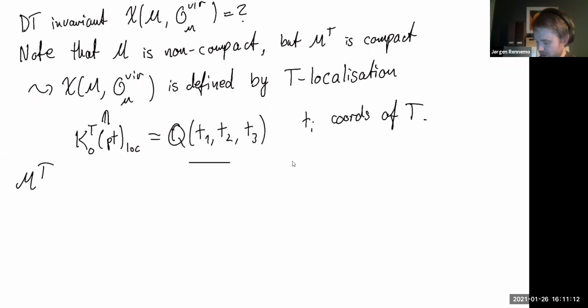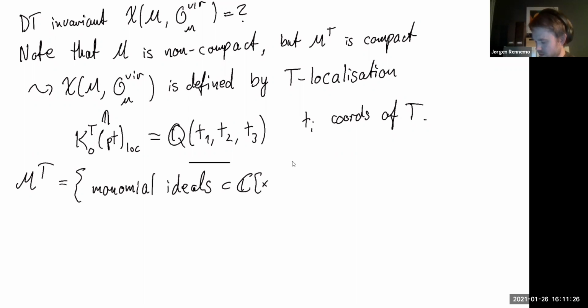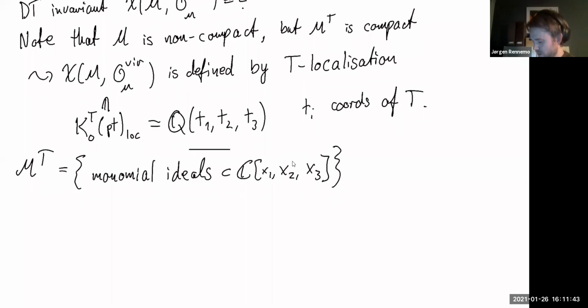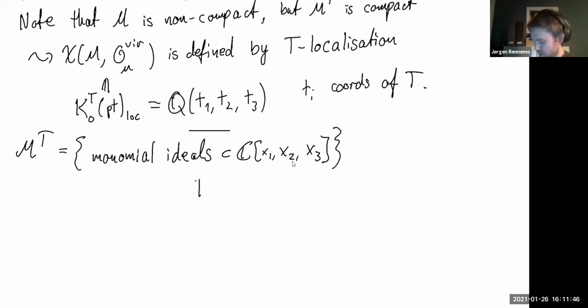The fixed points in the Hilbert scheme, that's the set of monomial ideals. So for a subscheme of C3 to be fixed under all rescaling of the parameters, it's the same thing as saying its ideal is generated by monomials. And these guys are in bijection with the plane partitions. It's called the plane partitions.